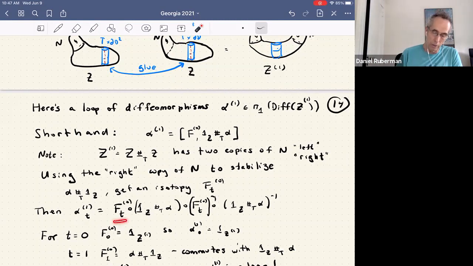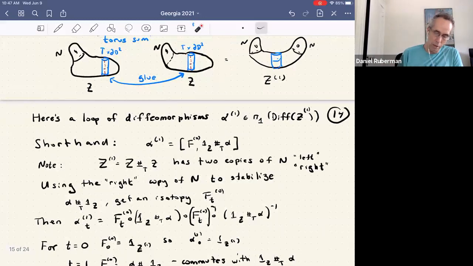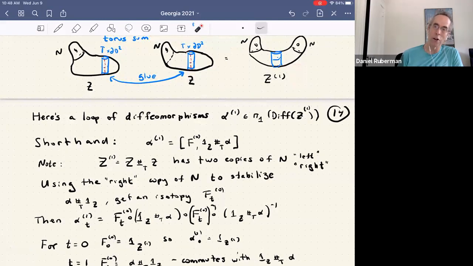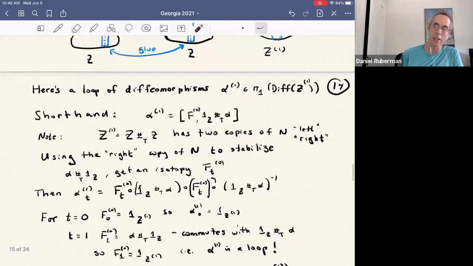So I take f0, this isotopy, somehow more on the left, composed with the identity here, and then f0 inverse sub t, composed with this alpha. It's really alpha on the right. So what's going on there? Notice the isotopy is over here, and the endpoint alpha is the alpha on the right. And let's just check that it in fact defines a loop.